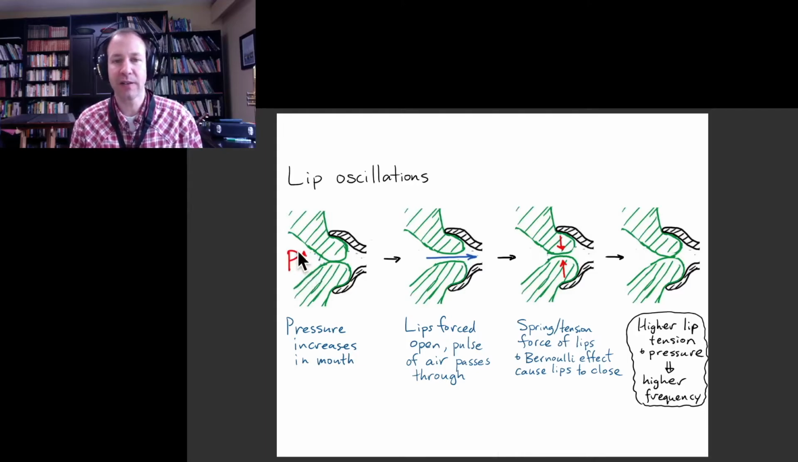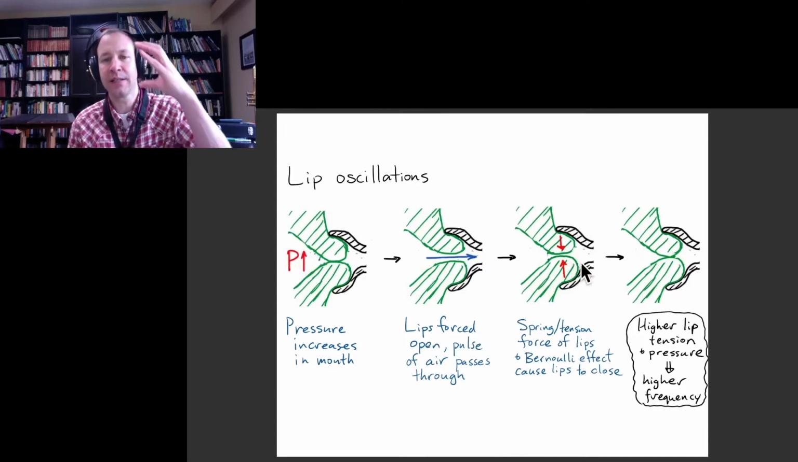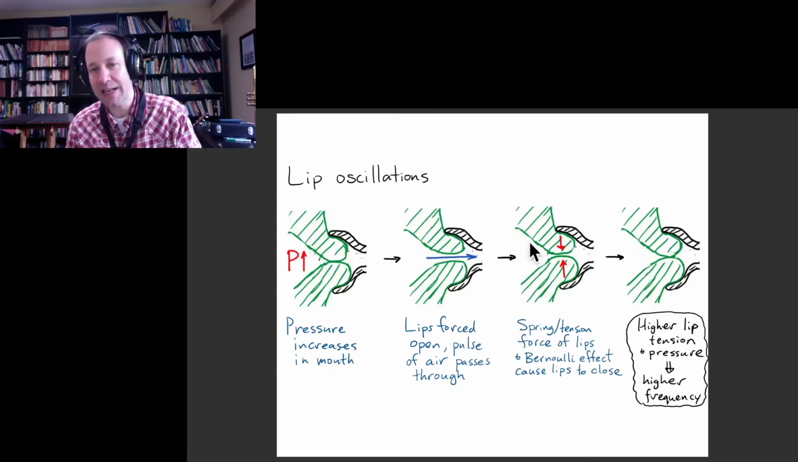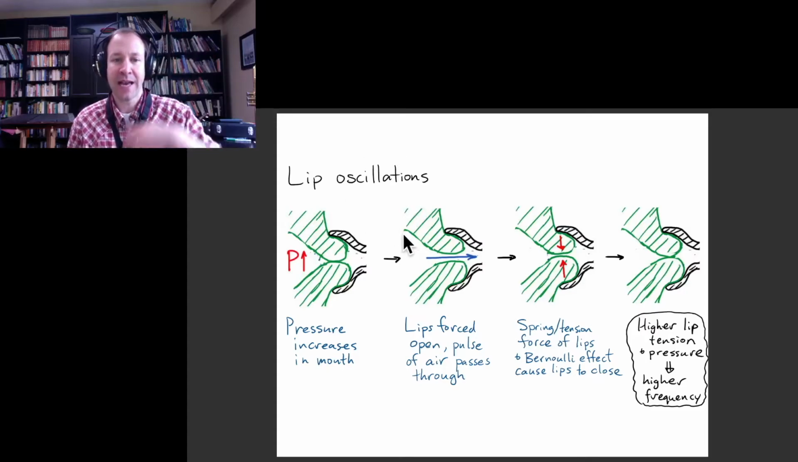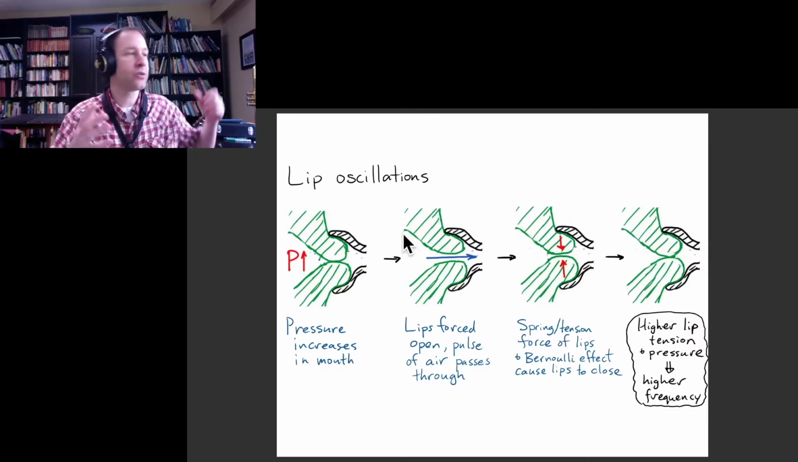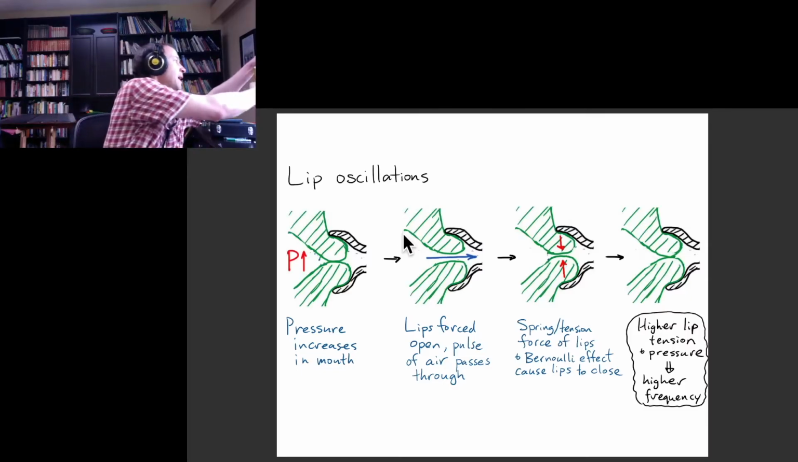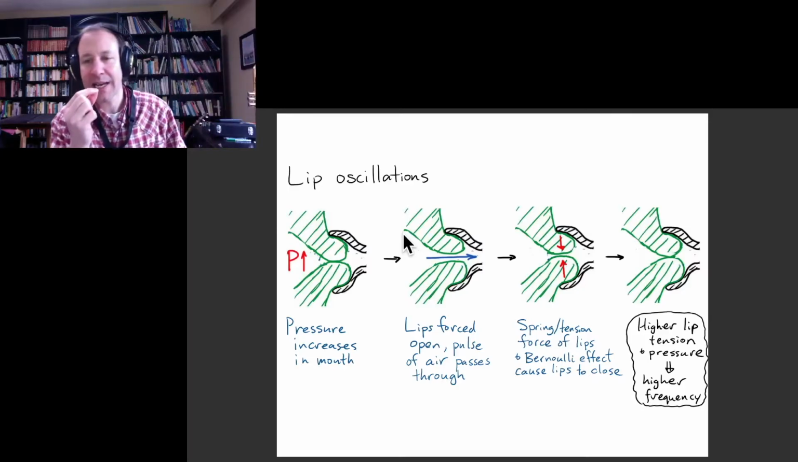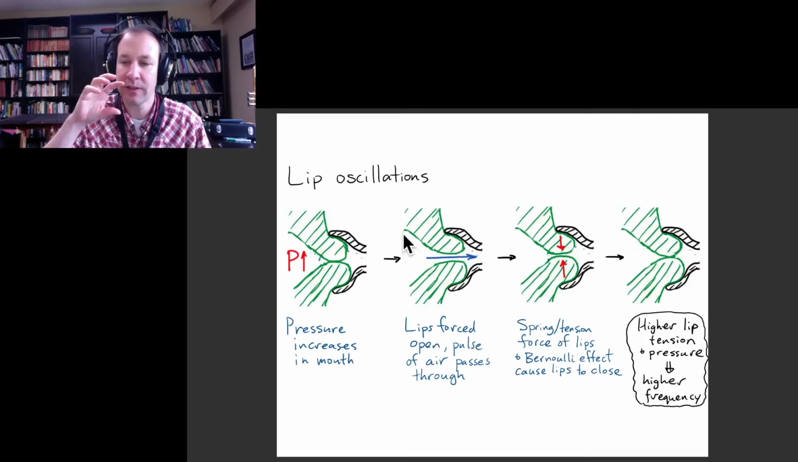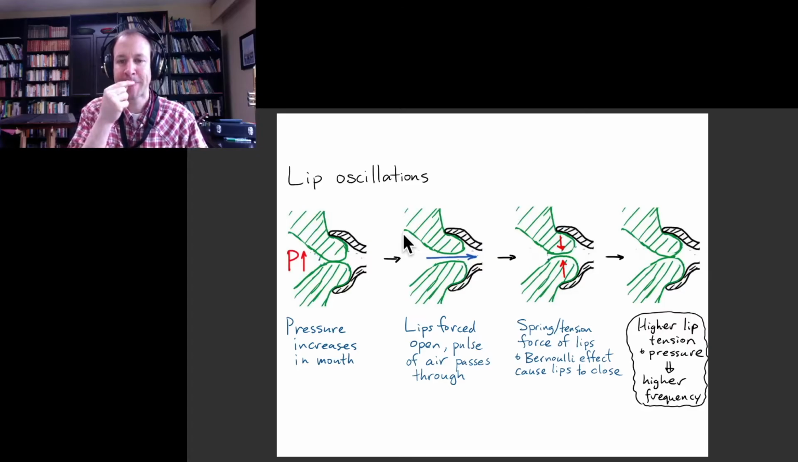So the pressure increases, the air jet goes through, the lips then snap back together, and then the pressure increases again, and so forth. So there's a certain period and a certain frequency of sound that's going to produce. But you have a lot of control over that. Depending on how tight you make your lips, you just add tension to your lips by making them stiffer or pulling them apart.